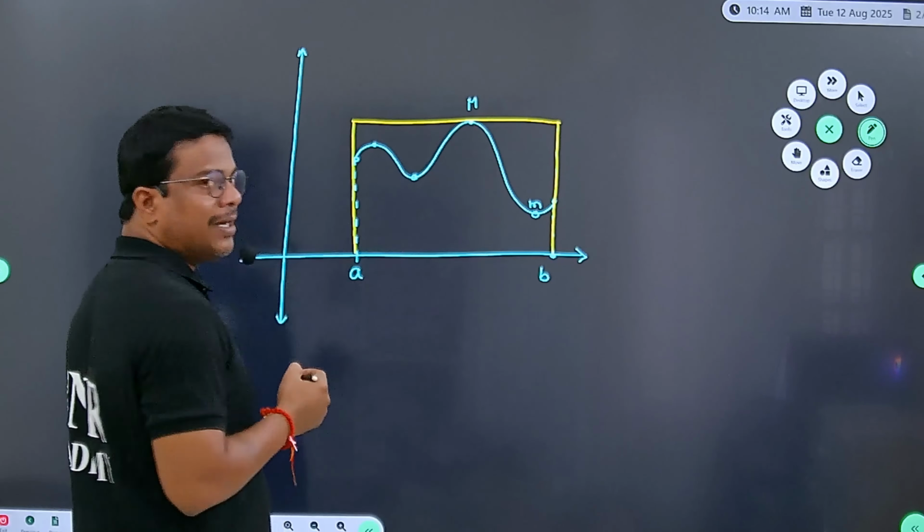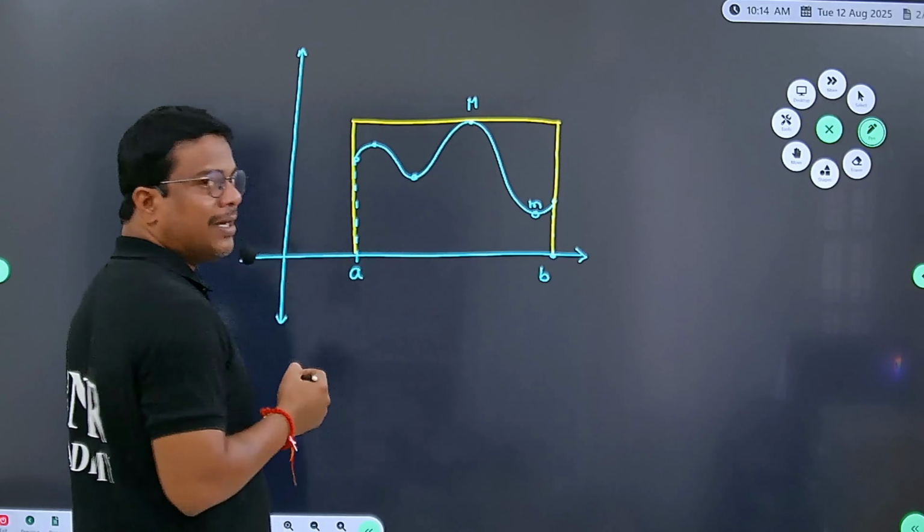We know that it is of rectangular shape. It is having maximum height capital M and it is of width b minus a. Or you may treat capital M as width, b minus a as length. That I am going to write here: area of this rectangle is capital M of b minus a.